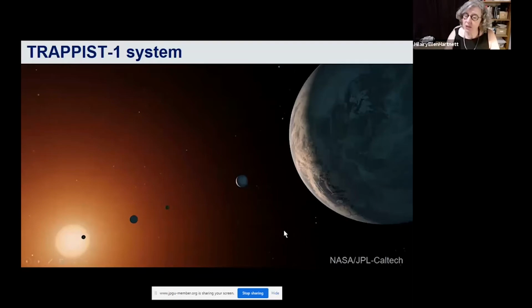So some of the TRAPPIST planets might be potential examples of water worlds where the planet has liquid water, it's warm enough because it's near to its sun. We can look at whether or not such a planet is habitable, or if life on such a planet would be detectable.